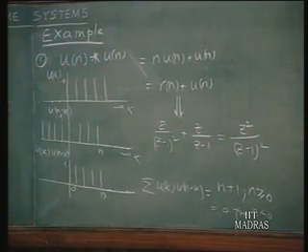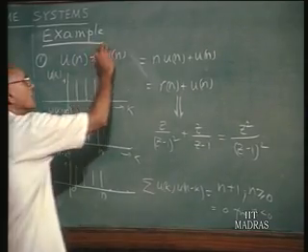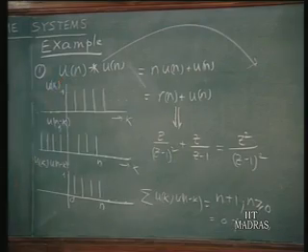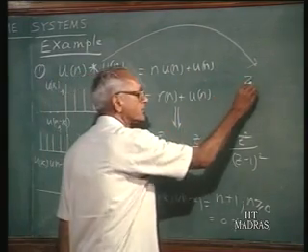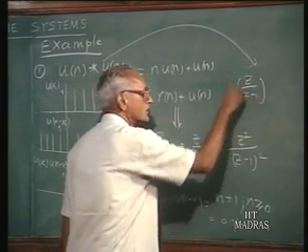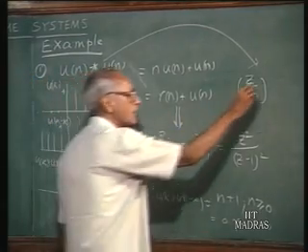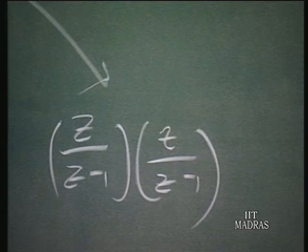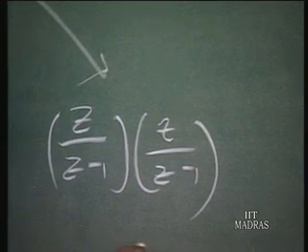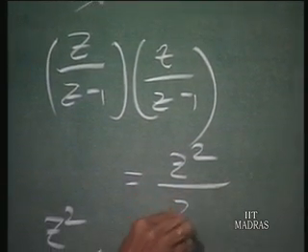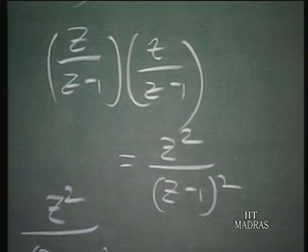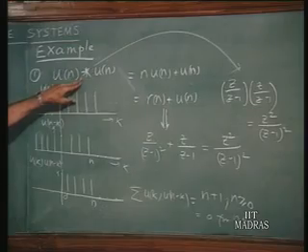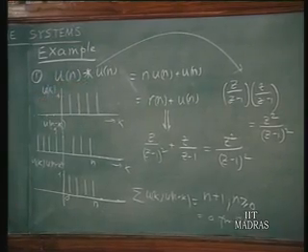But by applying the convolution principle that we just discussed, we can also arrive at this independently. We know the Z transform of u(n) is z upon z minus 1, and the Z transform of the second u(n) is also z upon z minus 1. So convolution in the time domain is equivalent to multiplication in the transform domain, and this is also equal to z squared upon (z minus 1) whole squared. So what we obtained in the time domain is the same as what we obtained using the convolution principle.